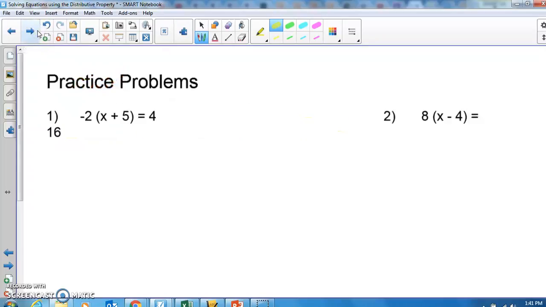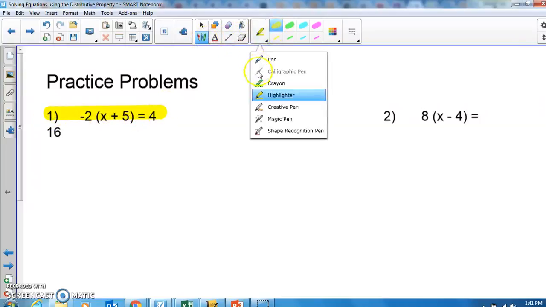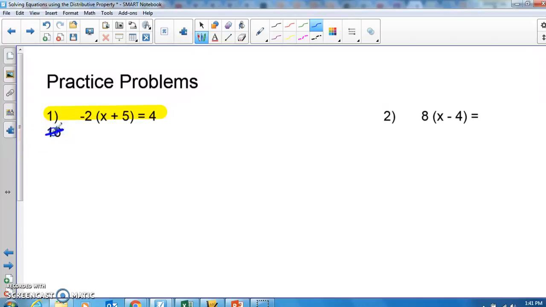And then if you will work this problem here, and let me change this real quick. This 16 should be right here. So if you'll work these 2, and then that is it.